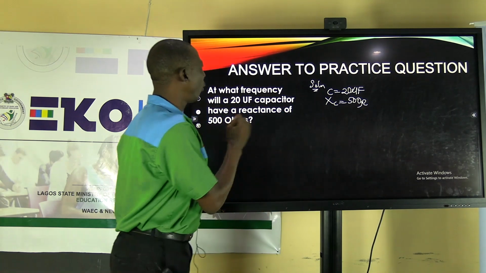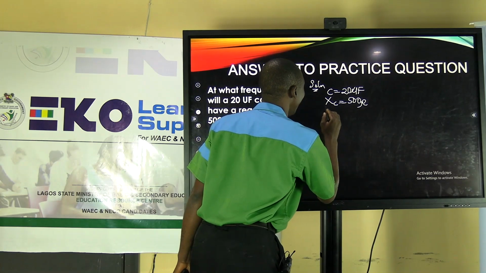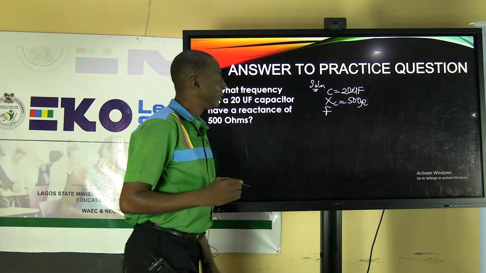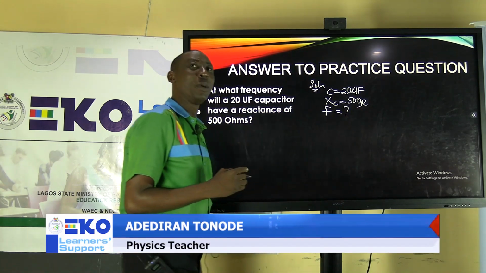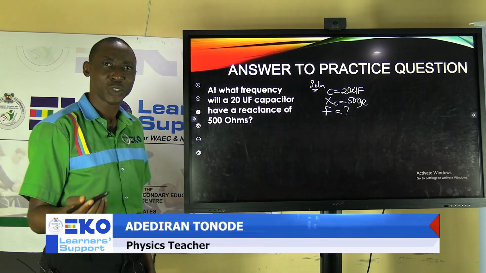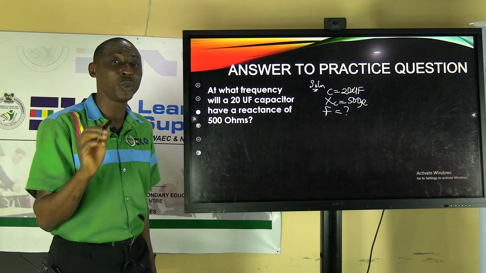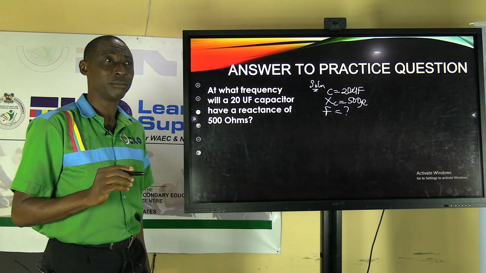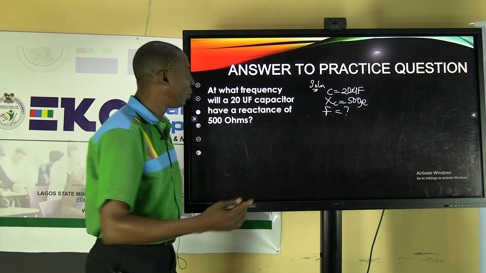What are we asked? At what frequency? We are asked to look for frequency f. That is unknown. Please, it's very important. With this, you'll be able to know how to go about it. Then having said that, let's substitute our formula. Very, very important: in physics, the first thing you do, you put down your formula. That will give you the direction of where to follow.